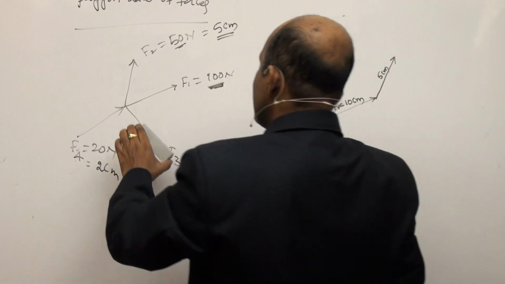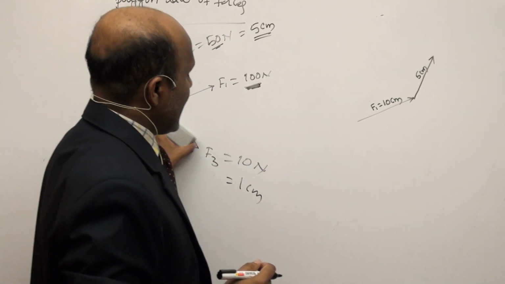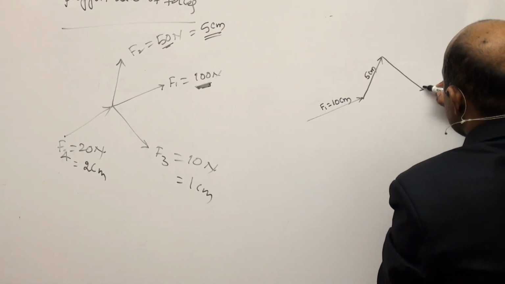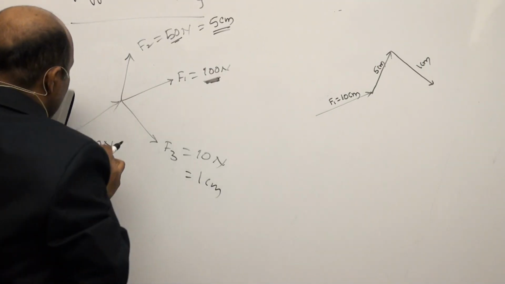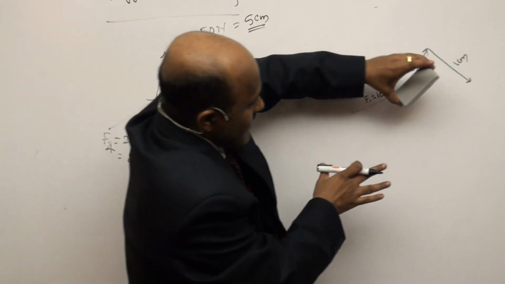Now again there is another force here, the F3 force. Set a scale parallel to this one and start from here, start from F2. So you draw like this with 1 centimeter. Again there is F4 here. So that is 2 centimeters. So set a scale parallel to this one and mark here.